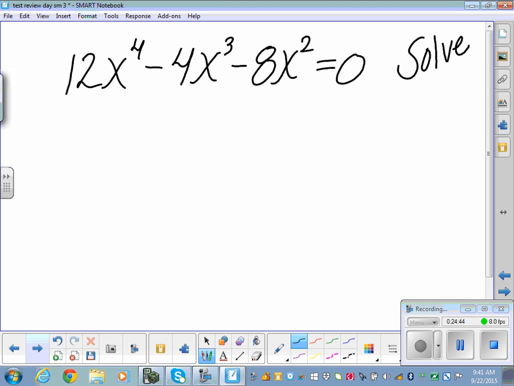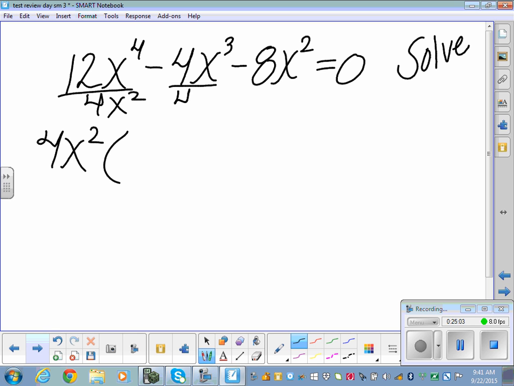Okay, looking at this one, we have 12x to the fourth minus 4x cubed minus 8x squared. We would factor by pulling out what we have in common, right? So what do we have in common? Greatest thing. And x squared and what else? 4. So 4x squared. And then we write what we have left. Go back and divide each thing by 4x squared.